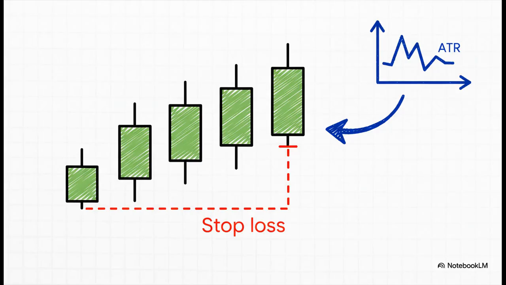Another great volatility tool is the ATR, or Average True Range. It won't tell you the direction, but it tells you the average size of the price swings. And that has a super practical use. It helps you set a proper stop loss that's actually matched to the current market conditions.